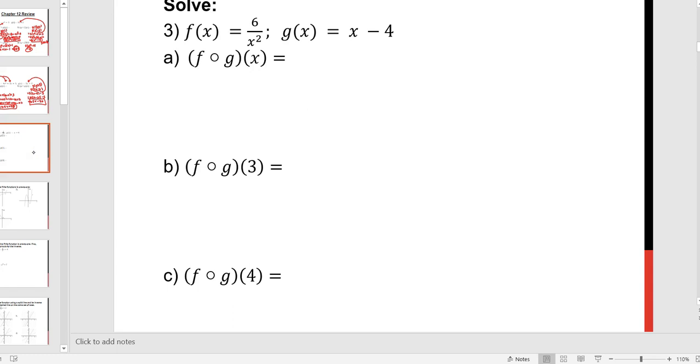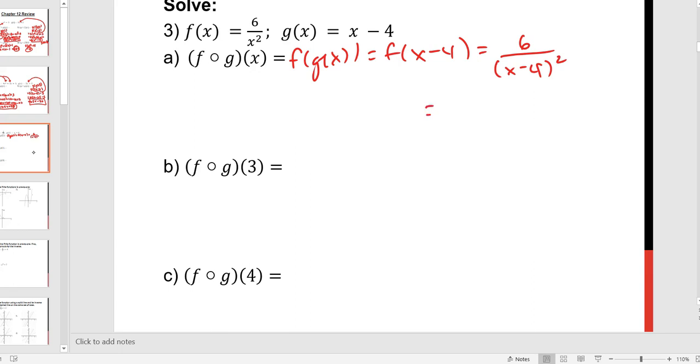f of g of x is f of x minus 4. x minus 4 gets plugged into the f function, so 6 over x minus 4 squared. I would distribute that out. So we would get 6 over x squared minus 8x plus 16.